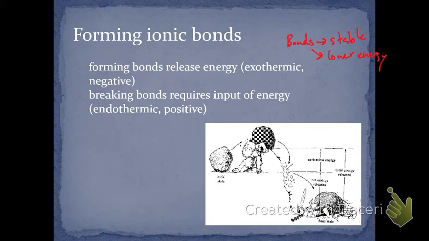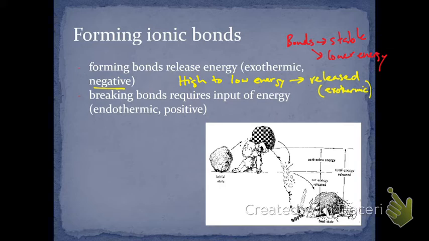So to create a bond, you actually go from high energy to low energy. To go from high energy to low energy, you need to release that energy. The energy has to go somewhere, so it gets released into the environment. Any chemical reaction that releases energy, we call exothermic, meaning the energy is given off. And the reason I wrote negative here is because if it's an exothermic reaction, those are negative numbers.